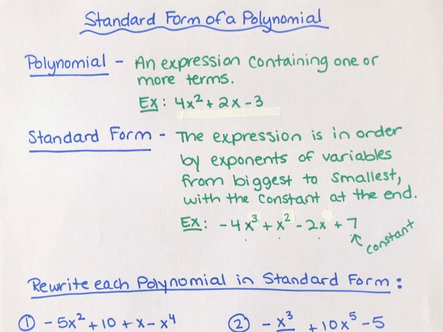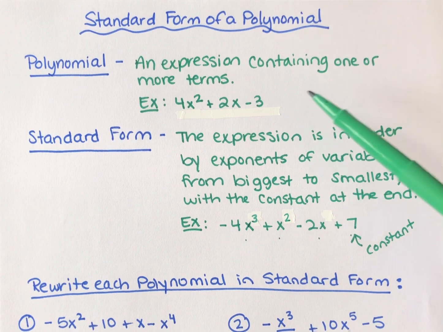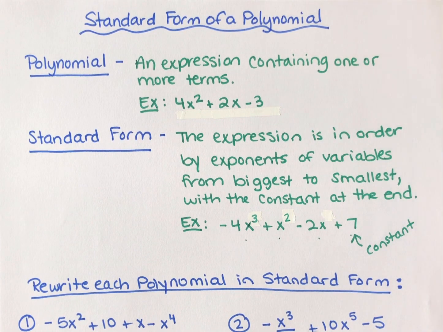In this video, we are going to talk about what it means to write a polynomial in standard form, and we're also going to review what it means to combine like terms. So what I want to first do is define what a polynomial is. A polynomial is an expression that contains one or more terms.